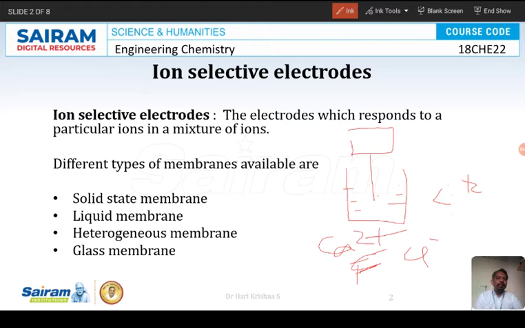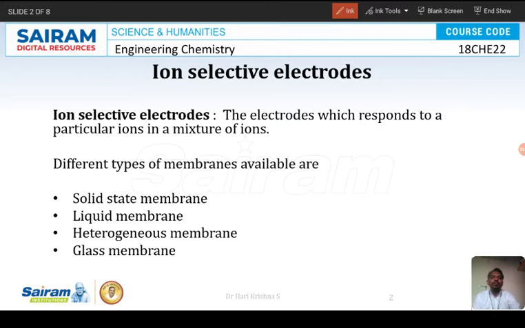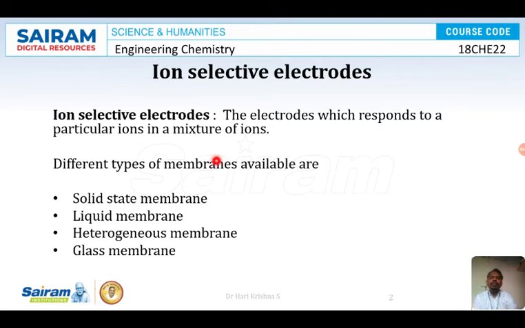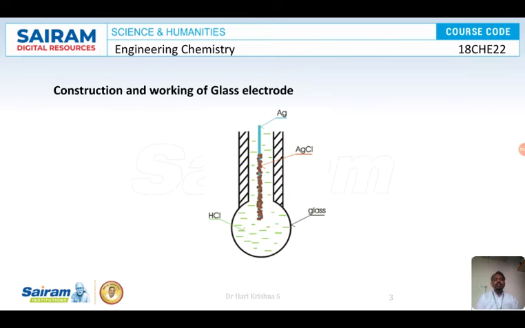If you want to determine the calcium ion, then you have a separate electrode. If you want to determine the concentration of magnesium ion, you have a separate electrode. So these are called ion selective electrodes. There are different types of membranes: solid state membrane, liquid membrane, heterogeneous membrane, and glass membrane for ion selective electrodes. So today we are going to discuss the construction and working of the glass electrode.